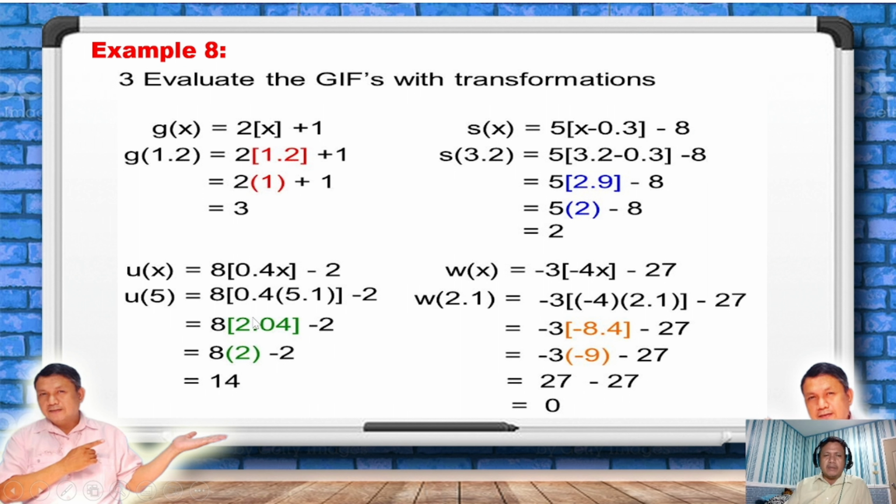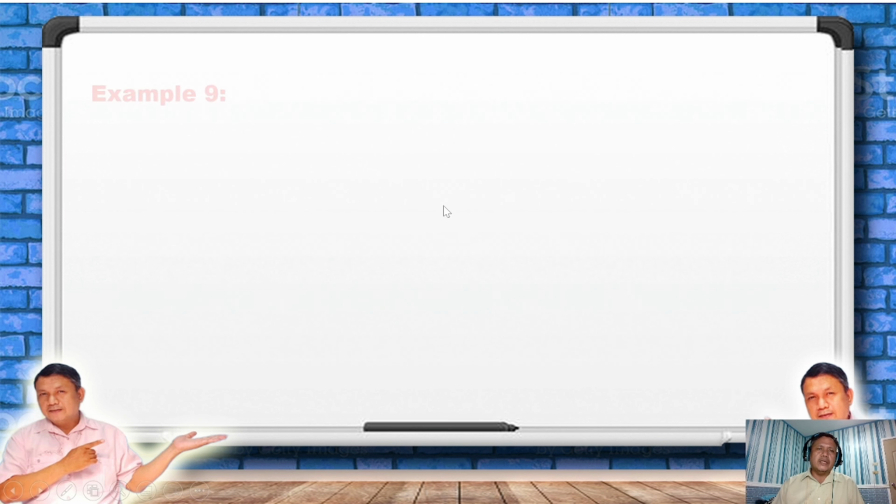Example number 3: we have 0.4 times 5.1. The result will become 2.04. Since it is still positive, it remains as 2. Next, the last example is negative 4 times 2.1. The result will become negative 8.4. Since it is negative, our greatest integer is negative 9. So, let us proceed to the next example.